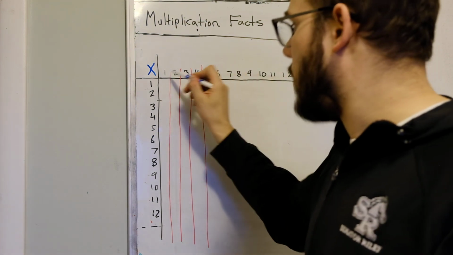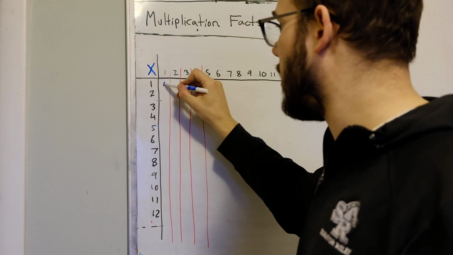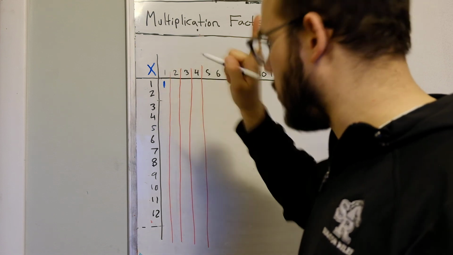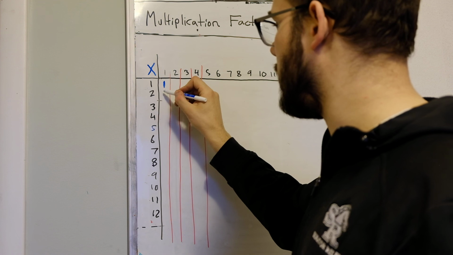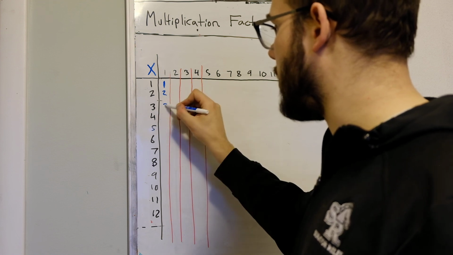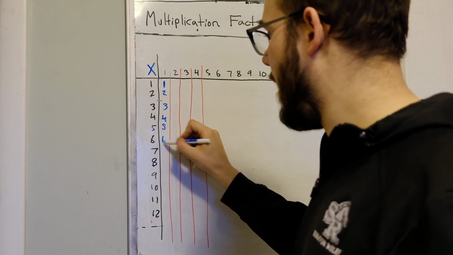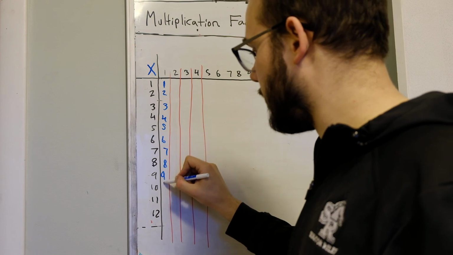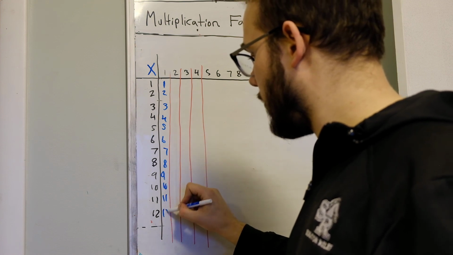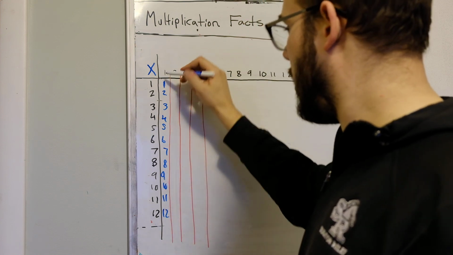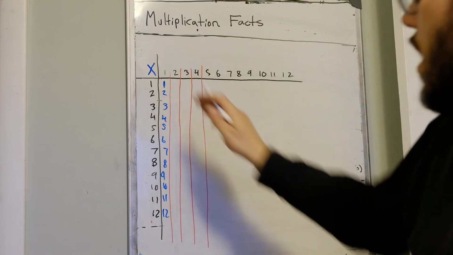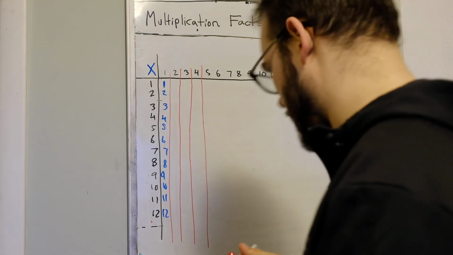If you go 1 times 1, you get 1. What does that mean? It means one group of 1. 1 times 2 gives you 2. 1 times 3, etc. These are your 1 times tables, right? So these should all match what is right in the row against it. And then you'll notice the same thing if you go across this way.